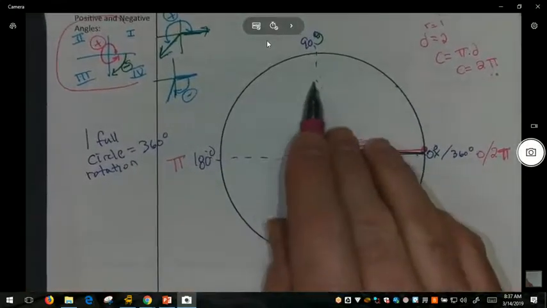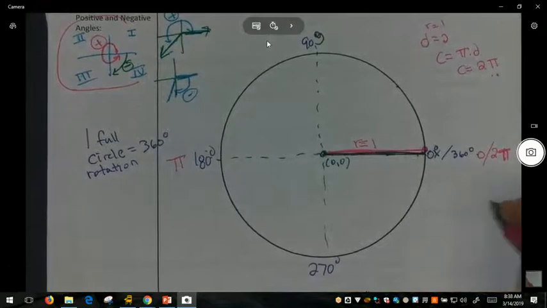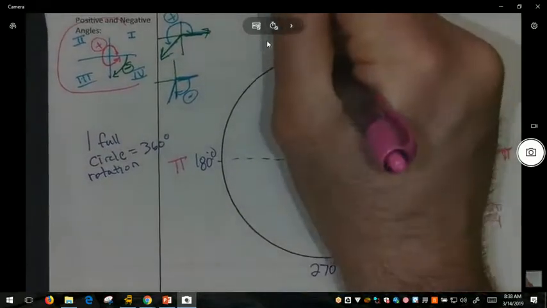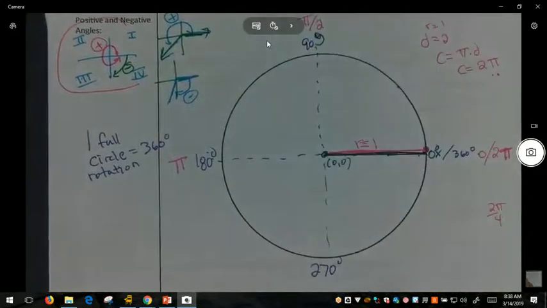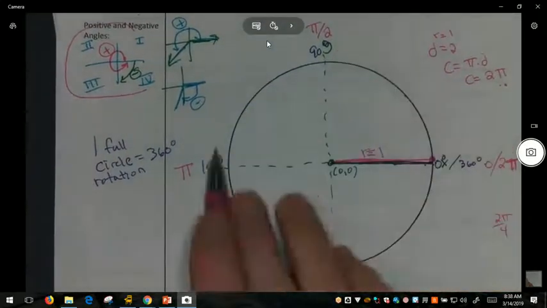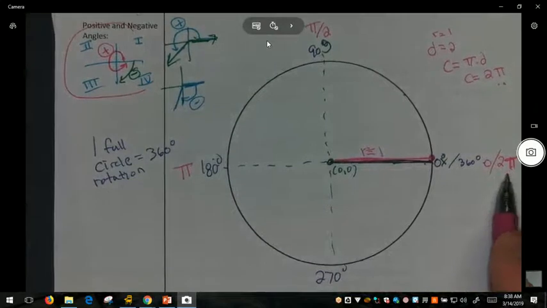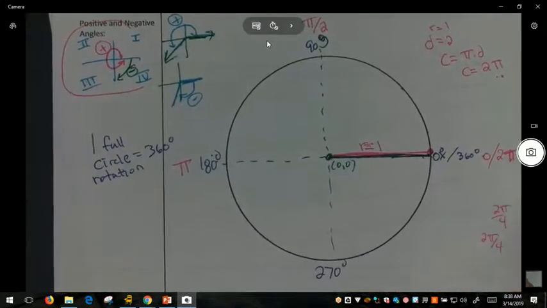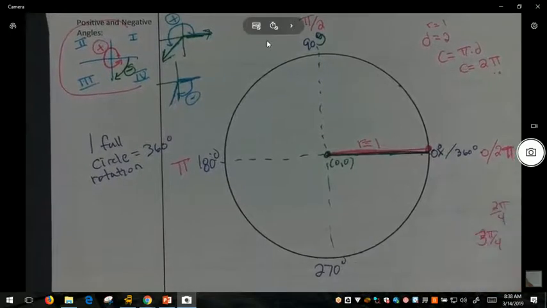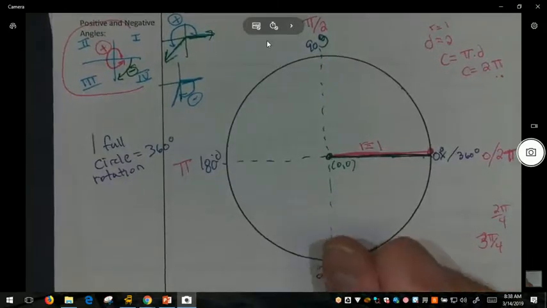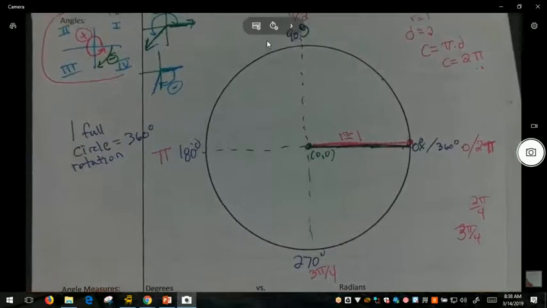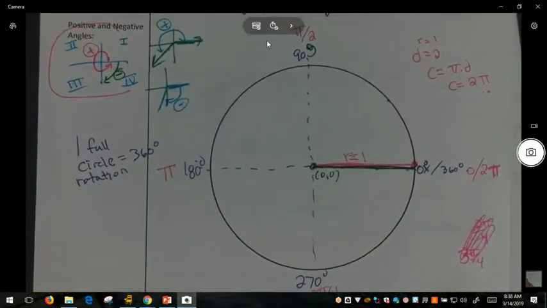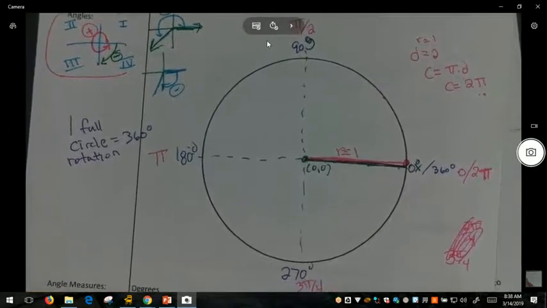That would make this a quarter of the circle. A quarter, or 2 pi over 4, would give me pi over 2 radians. 3/4 of the full circle would be 3 pi over 2. So we now at least have our radians for our quadrantal angles. That shouldn't be too new for you. We'll look at the radians of the rest later.